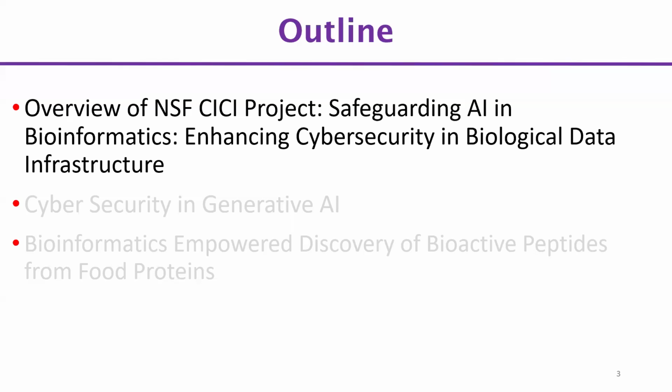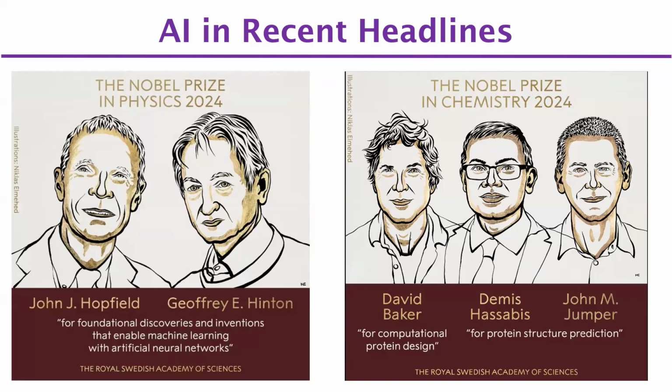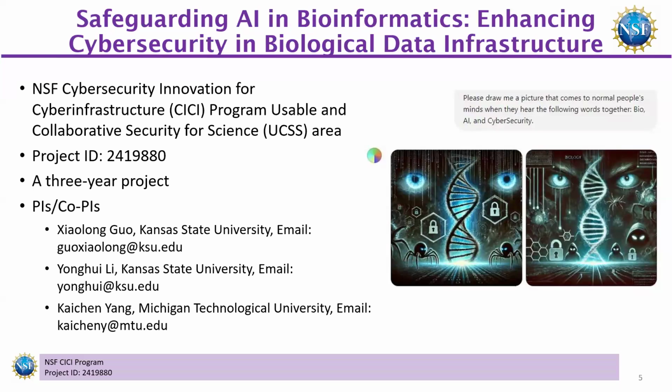And then, since the topic is AI, of course, now everyone knows that AI is a very hot topic. And recently, the big news for the AI, of course, the Nobel Prize, right? So 2 Nobel Prizes in physics and chemistry are given to the researchers in the AI area, especially the chemistry Nobel Prize, which is given to the researchers who developed the AI for predicting the protein structure. And our work we will share today also works on predicting the protein and the peptide structure, but focuses on the cybersecurity side.